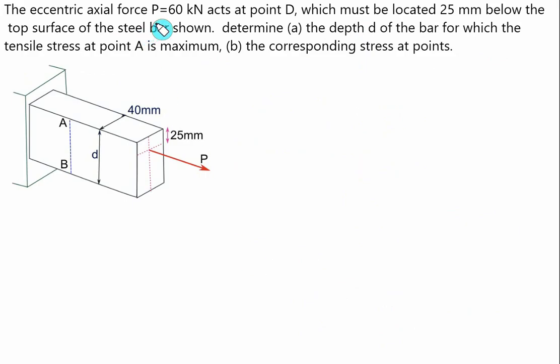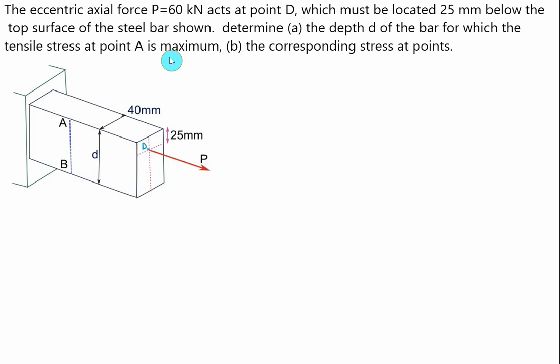An eccentric axial force P, which is equal to 60 kilonewton, acts at point D. Point D must be located 25 mm below the top surface of the steel bar as shown in the figure. Determine the depth D of the bar for which the tensile stress at A is maximum. Here, only the maximum is mentioned; the value is not given.